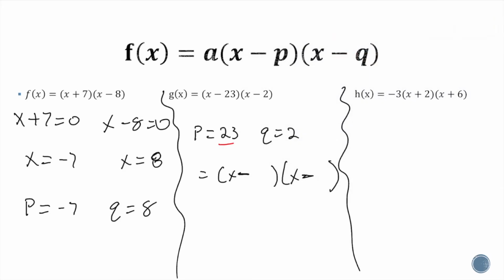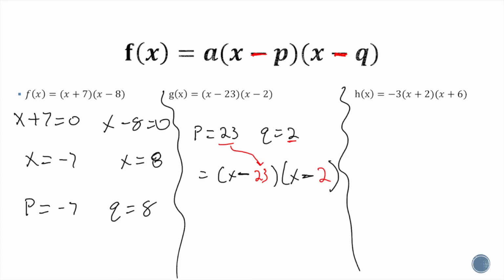So if I'm substituting 23 for p, I'm going to take this number directly into my equation. And notice I have x minus 23 because there's already a negative in my equation. And so I need to substitute a positive 23 in order to maintain that negative. The same for this 2.